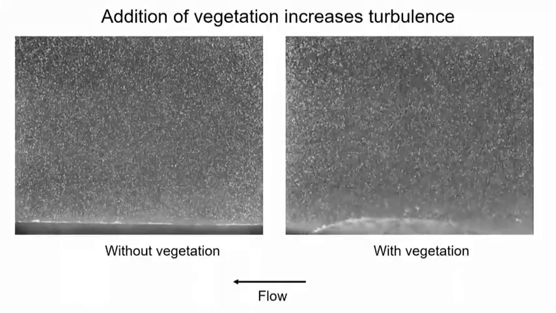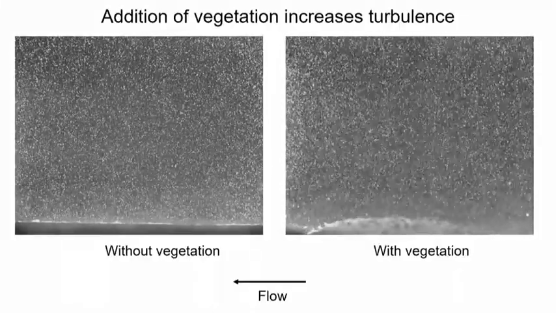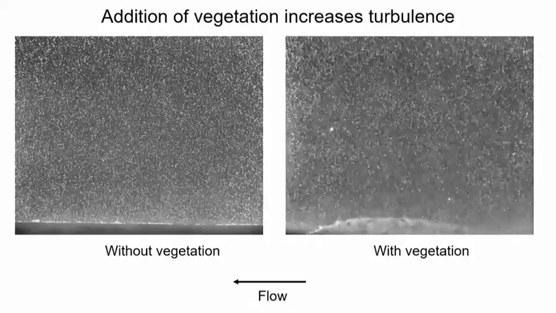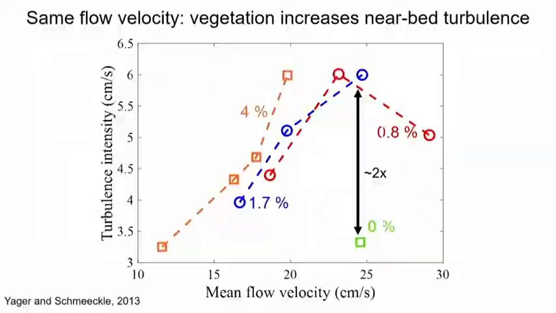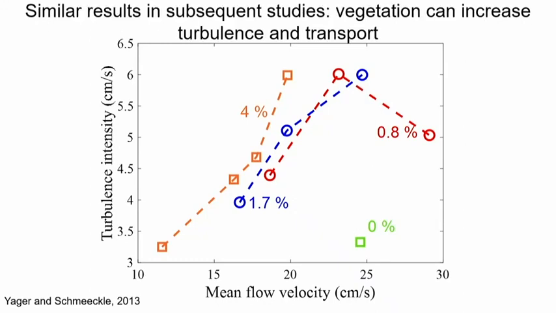And so vegetation is increasing turbulence, and we can quantify that using these videos to turn these into turbulence intensities, which is, again, what we've plotted here. Instead of sediment transport, we have turbulence intensity as a function of the mean flow velocity. Same sort of color scheme for each different vegetation density. And we see for the same mean flow velocity, as you increase your vegetation density, you increase your turbulence, sometimes by about a factor of 2. And so what's happening is our vegetation is increasing turbulence. That increased turbulence is causing more transport.